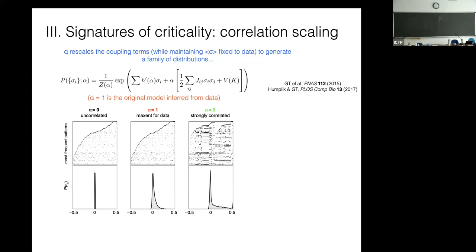And so you have some pairs that are really strongly correlated. This guy and this guy, they're strongly correlated. They're always on together. So I can make this code more and more frustrated, more and more glassy, if you want, as I go that way.